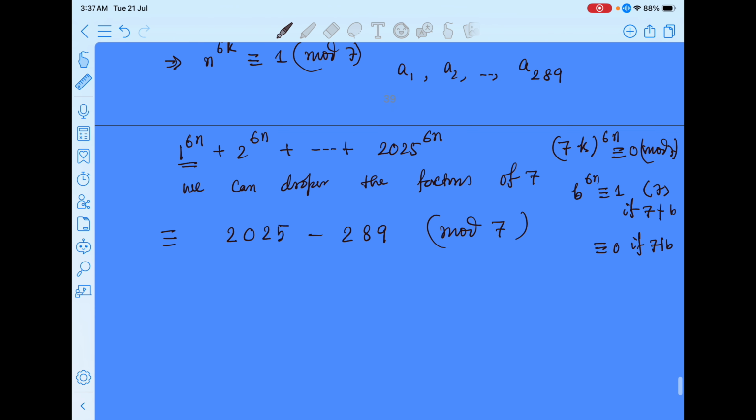So now, this is 2025 minus 289, right? 2025 minus 289 is 1736 mod 7, and this is divisible by 7. Okay, this is 0 mod 7. So this thing is divisible by 7 for all n greater than or equal to 10. Okay, so this is true.